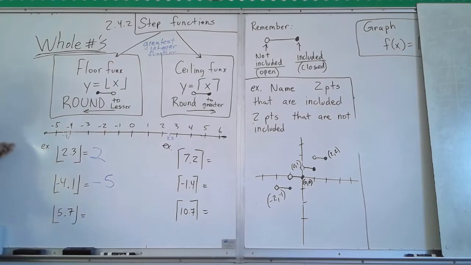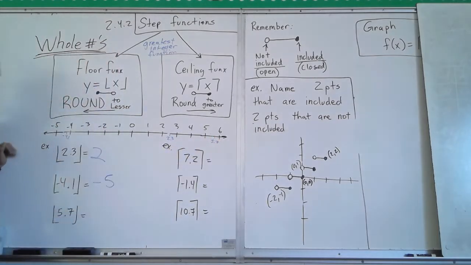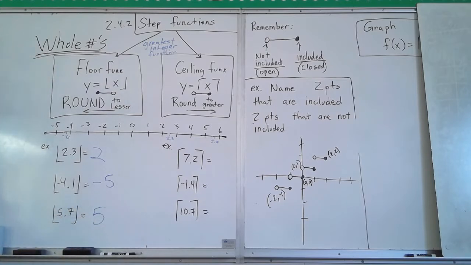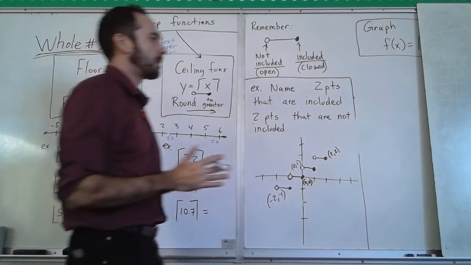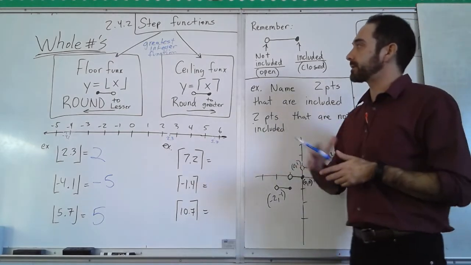5.7, let's put it on the number line. We know the brackets tell us that it's a floor function, so 5.7 we're going to round to 5, just rounding down to that whole number. On the other side we're going to round up. So these are the two parts of step functions, the two options.